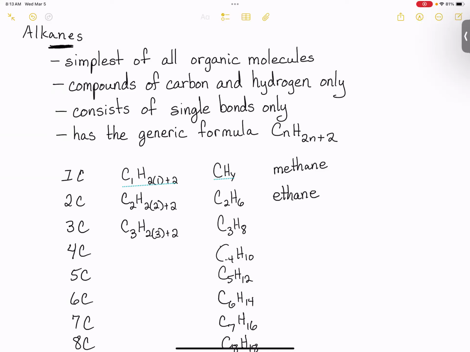C3H8 is important. It is the gas that is used to heat homes. It is called propane. C4H10 is also an important gas. It is the gas that is used in a lighter fluid. So it is butane.